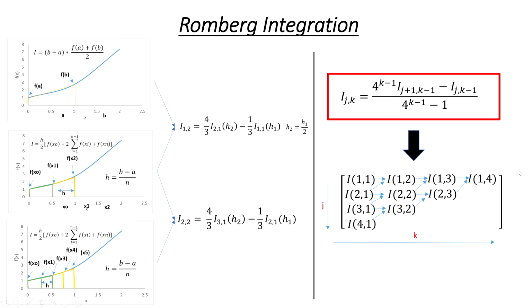Now, what if I want to go to a 5th level of integration? Well, to go to a 5th level of integration, if you remember, this is the approximation with 8 trapezoids. If I get an approximation with 16, I can combine these two to get the I42 here. Then I'll combine these two to get the I33 here. Then combine these two to get the I24 here, and combine these two to get the I15 here.